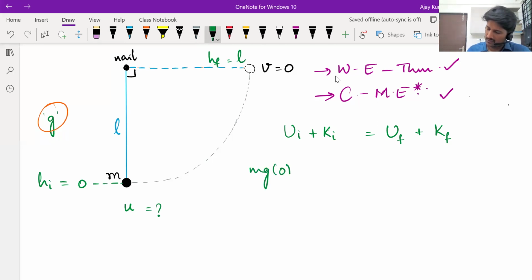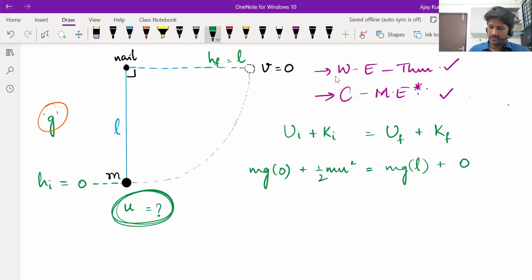mg into initial height is 0. That's initial potential energy. Kinetic energy is half mu square, should be equal to final potential energy mg, the final height is L. Final kinetic energy, when it reaches there, it can stop. Now we want the minimum speed with which the string can get to that position. So just after the string gets there, the bob can stop. So that's why the final kinetic energy is 0. Therefore, you get half mu square is equal to mgl. m gets cancelled. u square is 2gl. u is under root 2gl.